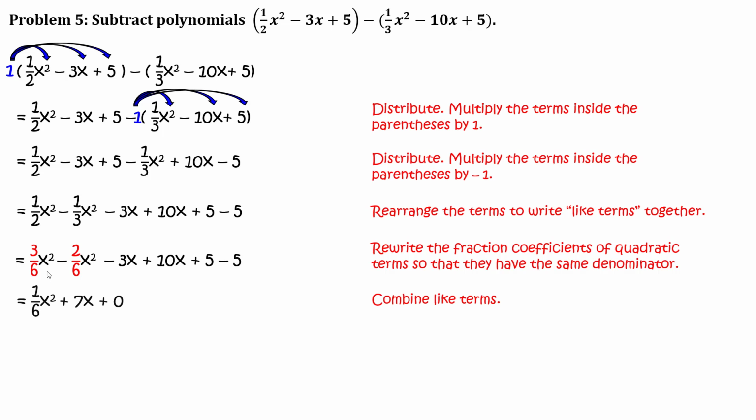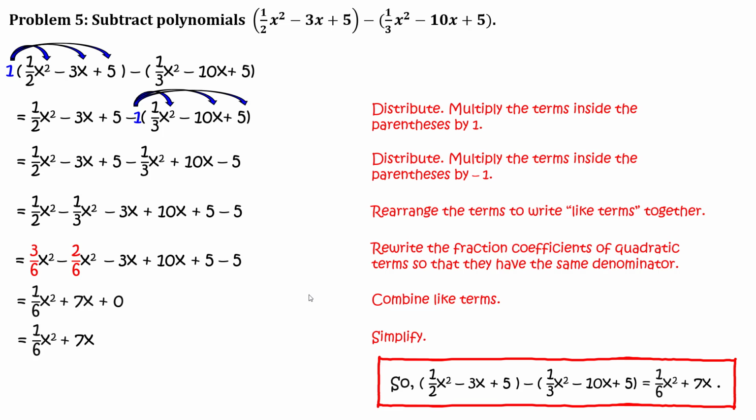And then I'm going to combine like terms. 3/6 x squared minus 2/6 x squared is 1/6 x squared. Negative 3x plus 10x is positive 7x, and then 5 minus 5 is 0. And then I'm just going to simplify. We don't need to write this plus 0. So 1/6 x squared plus 7x. And then, of course, at the end, I'm going to state the result. So subtracting these two polynomials gives you the result of 1/6 x squared plus 7x.